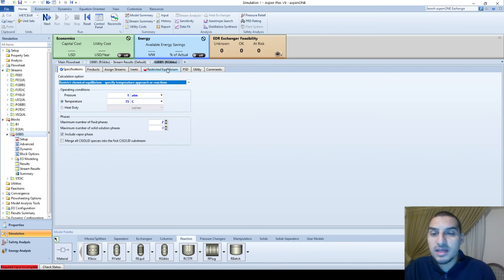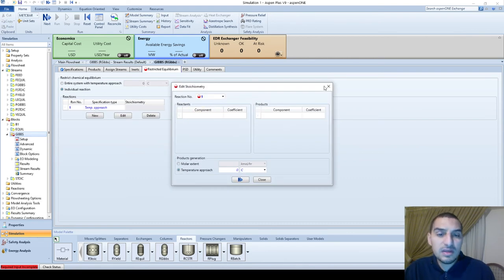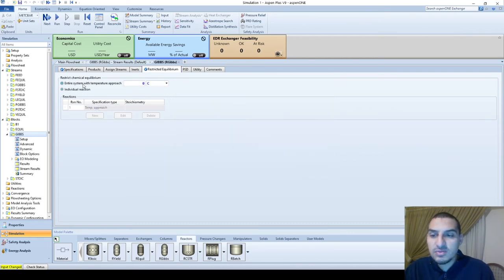For the third option, if you restrict chemical equilibrium, you will see here that this tab is now active. Okay. And this is gonna tell you that the temperature approach will be 0. You can define this, or you can define the reactions. So it's gonna consider that there is a chemical reaction that takes place at the same temperature. So again, let's go for the first option first, and then see the outputs, and then go for the second and see the outputs.